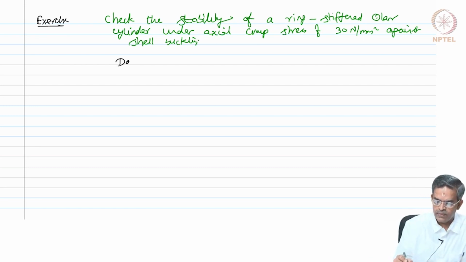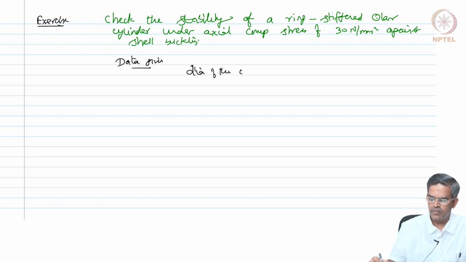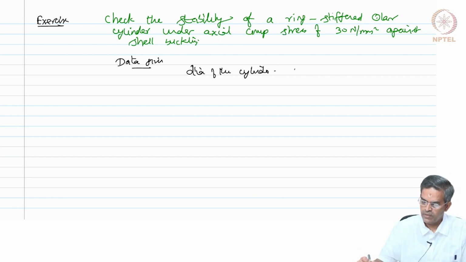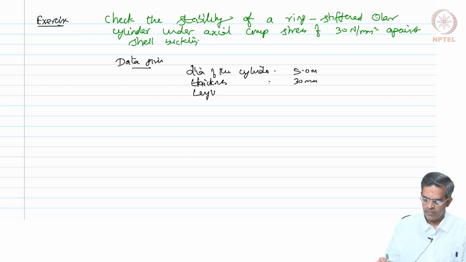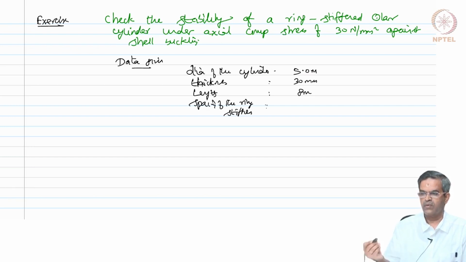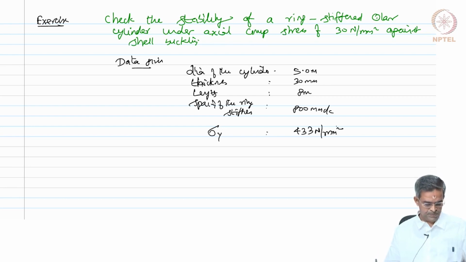So, the data given is like this. The diameter of the cylinder is 5 meters, thickness of the cylinder 30 millimeters, length of the cylinder 8 meters, spacing of the ring stiffeners is 800 mm center to center, and take sigma y as 433 Newton per mm square. Okay, let us do this. So, let us say the solution.